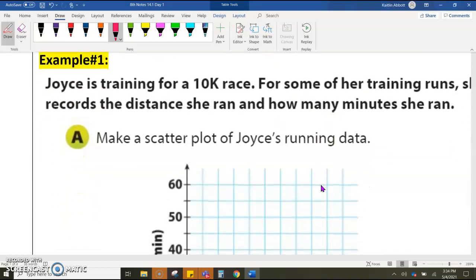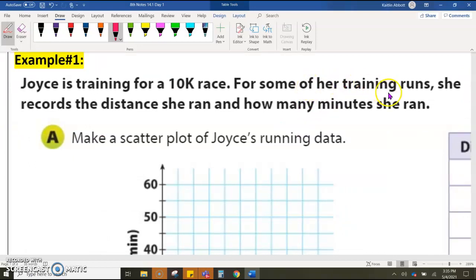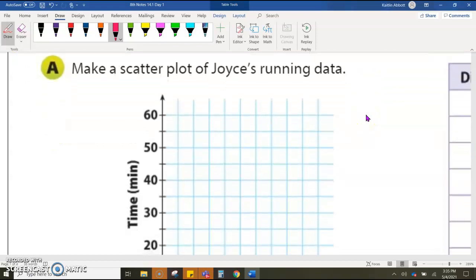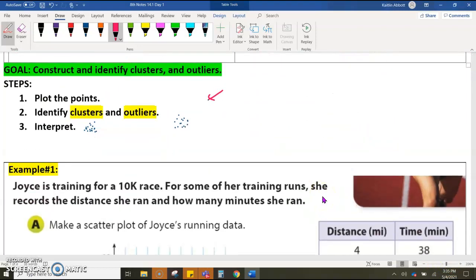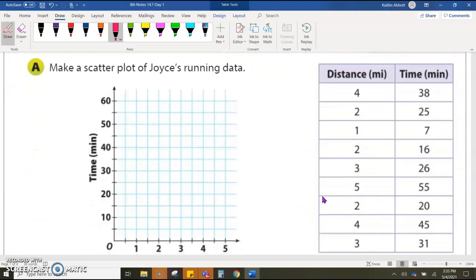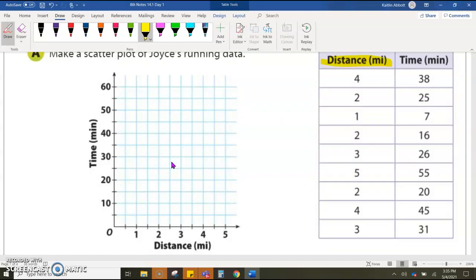Okay, here's my example. Joyce is training for a 10K race. For some of her training runs, she records the distance she ran and how many minutes she ran. Make a scatter plot of Joyce's running data. All right. So we got to just graph these. So look at the titles. So we got distance here, and where's distance on the graph? Oh, distance is here. Okay. So when I look at the distance, I am going to go from left to right.